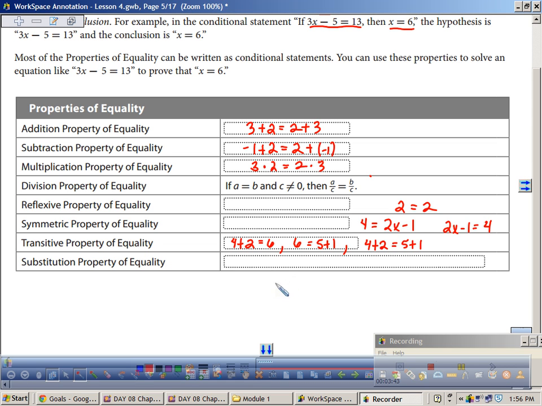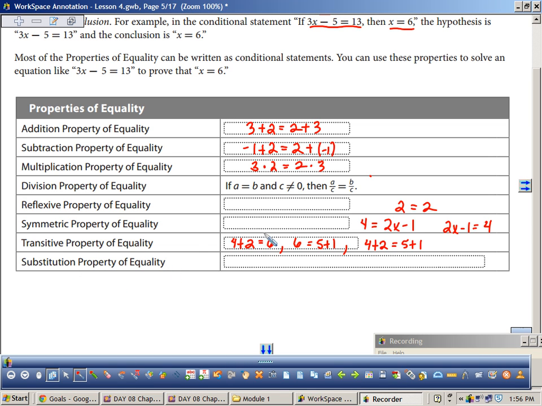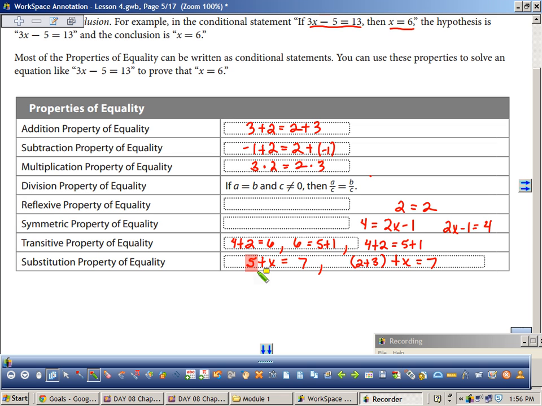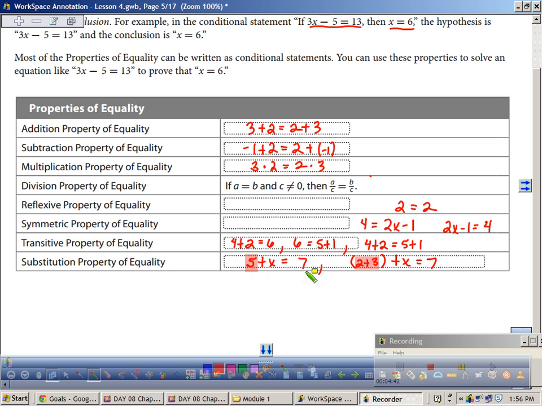But if you think about it, okay. Substitution property. This one simply says, for instance, if I have 5 plus x equals 7, couldn't I rewrite this as 2 plus 3 plus x equals 7? Sometimes it's helpful. See how 5 is substituted by 2 plus 3? It's the same thing, but we've just decided to use two numbers to represent one number over again. So that would be an example of substitution. All right, any questions so far?